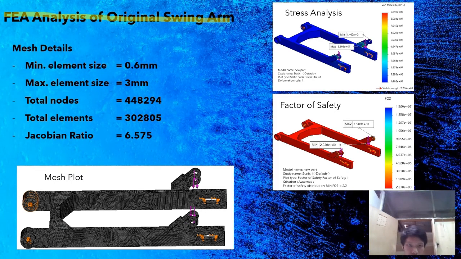This is the mesh details. This is the mesh plot, how the mesh looks on the original swing arm. The minimum element size is 0.6, maximum element size is 3, total nodes is 400k, total number of elements is 300k plus, and the Jacobian ratio is 6.575. For the stress analysis, the maximum stress is 98 megapascal, and the factor of safety is 2.2.